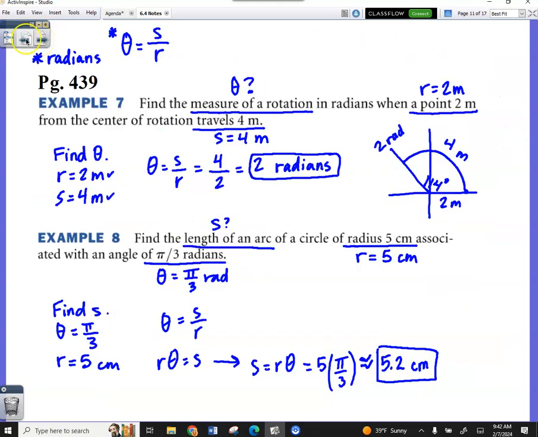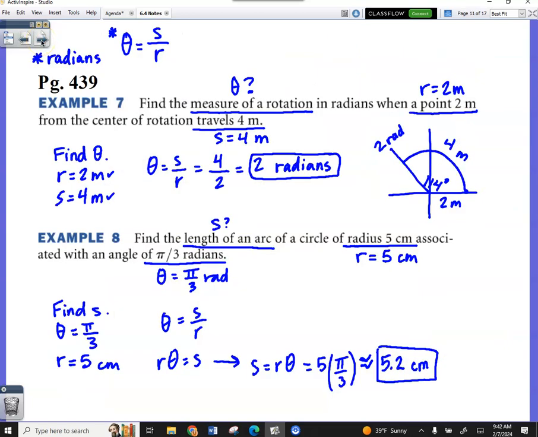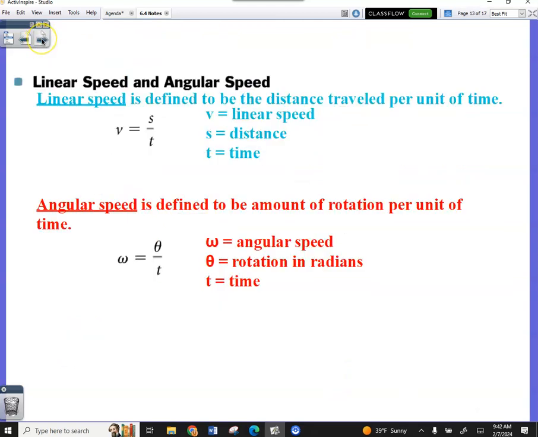Get to where we are. All right, so this was yesterday. We practiced arc length based on the angle of rotation and the radius of the circle. Okay, now we're here. We're looking at linear speed and angular speed. Okay, so listen to the words to know when we're no longer talking about arc length.